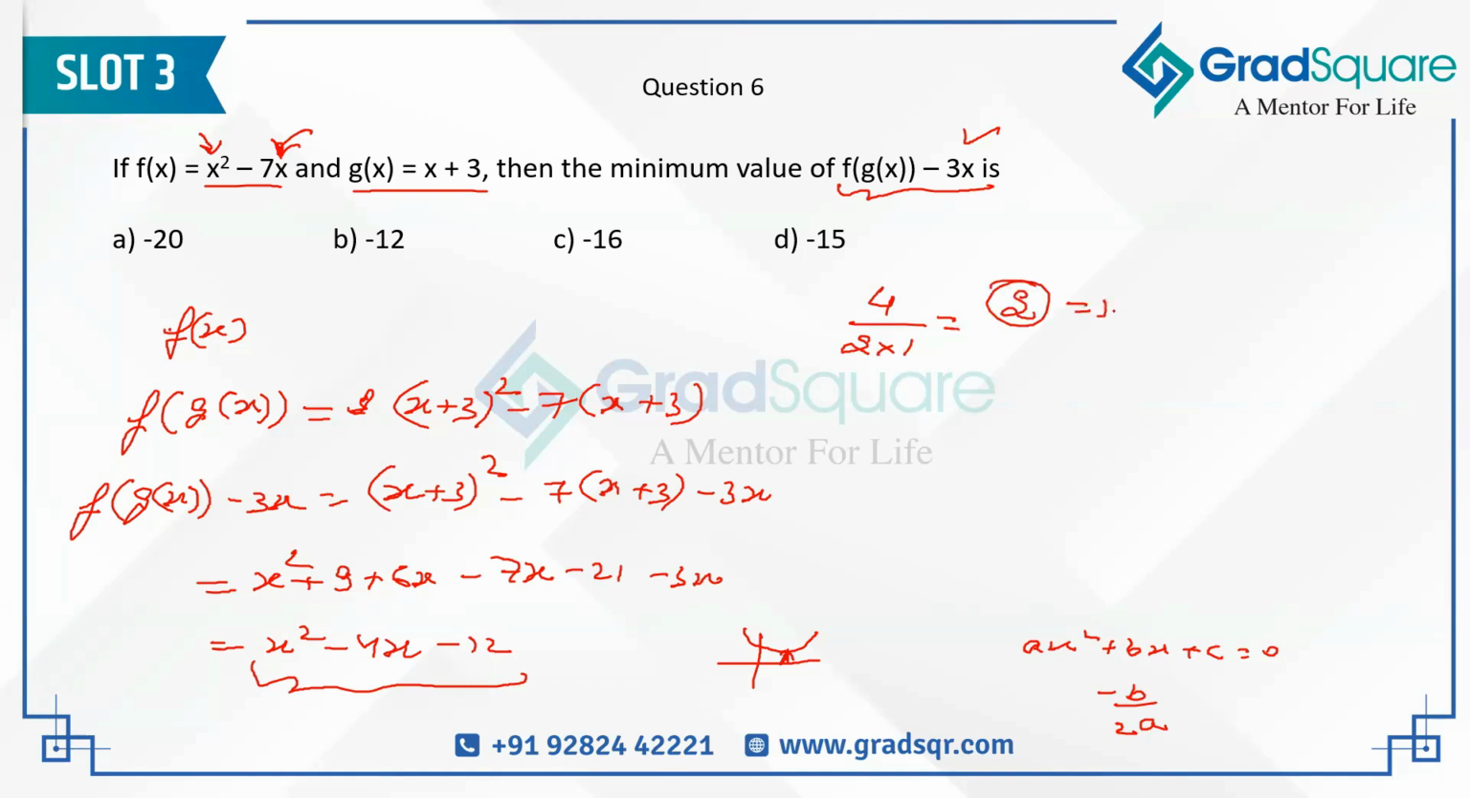Put this x equals 2 back into this function, and you will get the minimum value of this. So it is going to be 2 square minus 4 times 2 minus 12. So you're getting 4 minus 8 minus 12. That is going to be equal to minus 16. Option C, minus 16, should be the minimum value of this function.